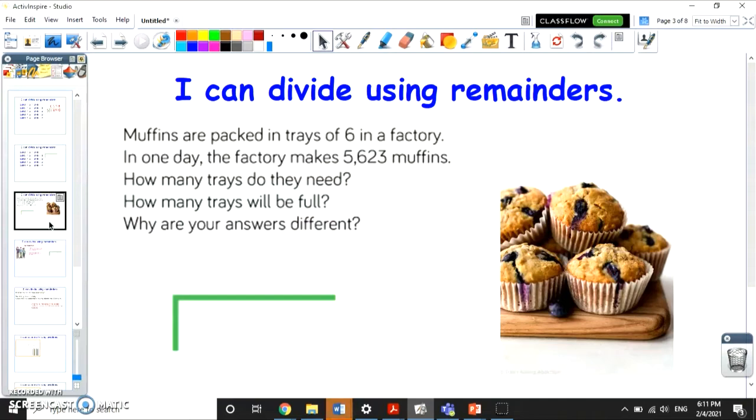And it says, muffins are packed in trays of 6 in a factory. In one day, the factory makes 5,623 muffins. Delicious. How many trays do they need? Okay, and how many trays will be full? Then it says, why are your answers different? Okay, so there's a few questions here that I need to answer.